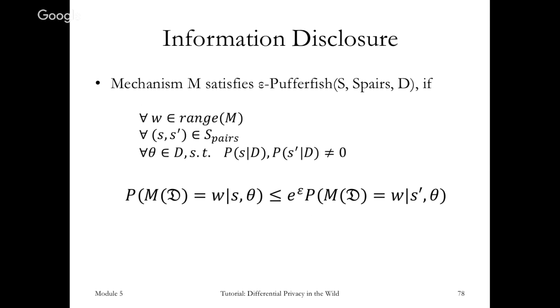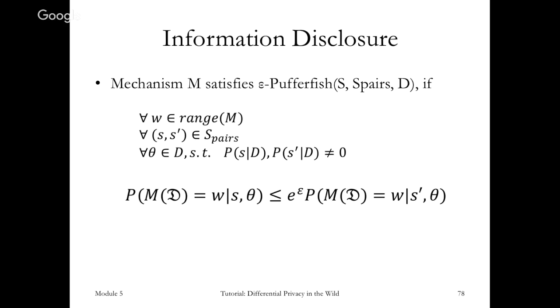So information disclosure is the following: a mechanism M satisfies Pufferfish if, just like in differential privacy, for every output, for every pair of secrets, say Bob is in the table, Bob is not in the table, and so on, and for every adversary such that these two secrets are possible, the probability that the mechanism outputs W given that S is true under this prior is bounded by e to the epsilon times the probability that the mechanism outputs W given S prime is true under the adversary's prior theta.